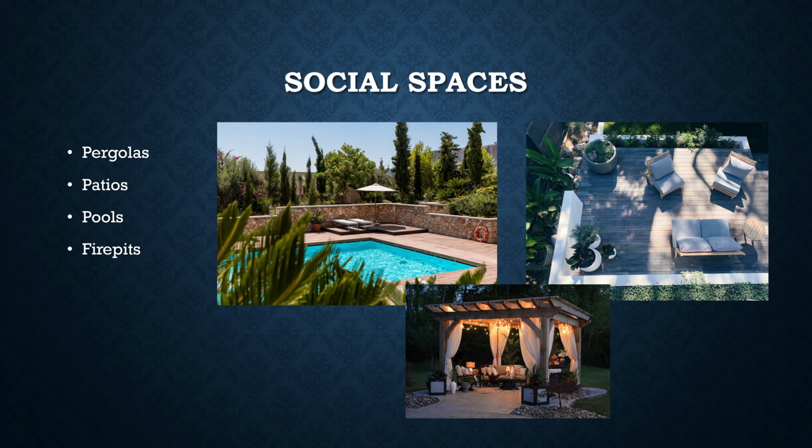So pergolas, in that bottom photo, is an example of that wooden structure. That is the pergola. But it's designed to kind of enclose this particular space where people can hang out and talk and have a good time. Patios are going to be attached to the house, open spaces that are covered, and it's just a good exterior space to have a good time and still have close access to your house.